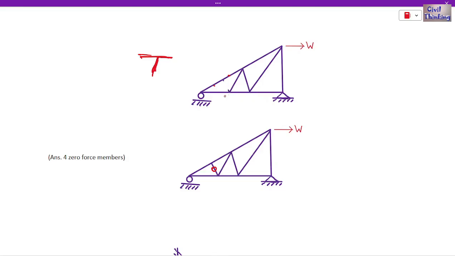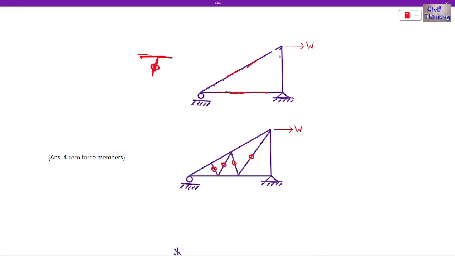Now let's come to this. You look at this: this is one member, this is another member, they are collinear, and it is again T, so this is again a zero force member, and I will remove this. Now again, this is one member, this is another member, this is again the T case, so this is a zero force member. Now look at this again, the T: one member, another member, they are collinear, and another is like here, so this is another zero force member.